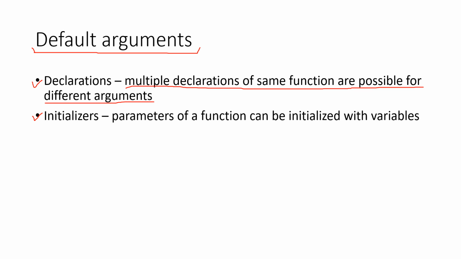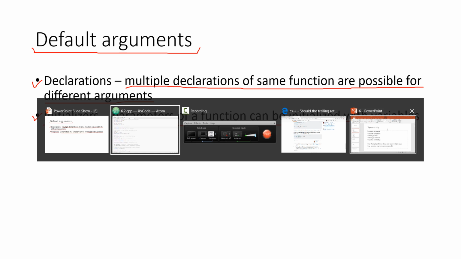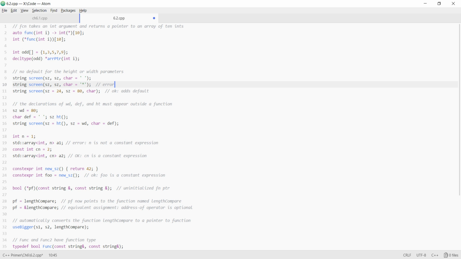Okay, so the next comment that I was making was on initializers. The parameters of a function can be initialized with variables. You can use variables and sometimes even functions for initializing the parameters of your function. Obviously the variables must not be local to the function; the scope of the variable must be visible to the function. So this was the second important comment that I wanted to make.